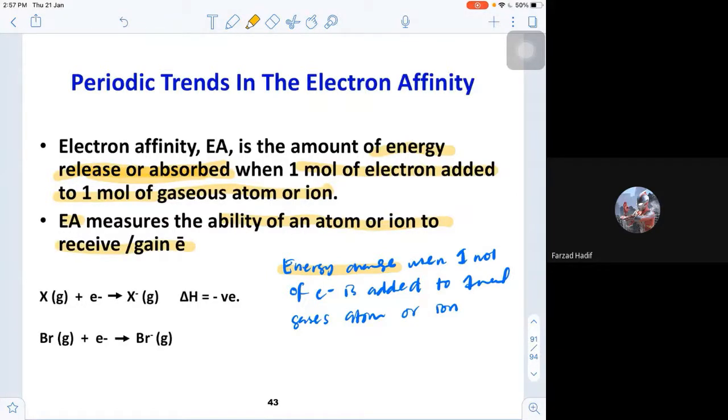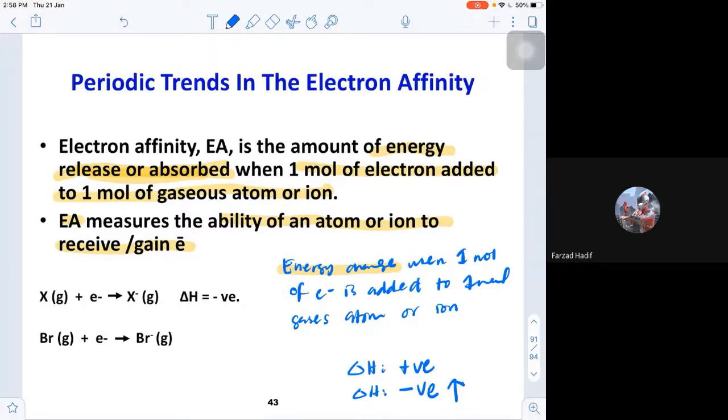Measuring the ability means that the easier it is for the atom or ion to receive or gain the electron, the more energy will be released by the system. The more energy released means the more negative the value. If the enthalpy is positive, it is an endothermic reaction, a process that requires energy. But if the enthalpy is negative, the process releases energy to the surroundings, an exothermic process. So the easier for that species to receive the electron, the higher the negative value, meaning more energy is released. That is when comparing the values of the electron affinity.